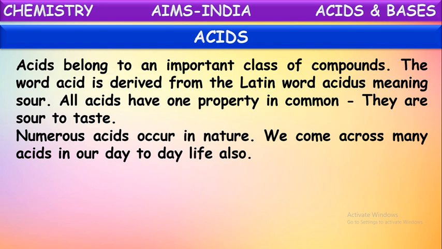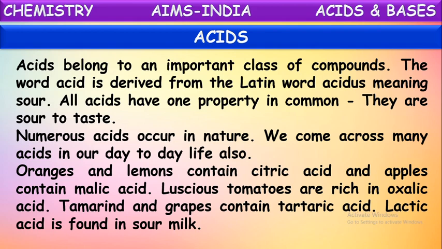Numerous acids occur in nature. We come across many acids in our day-to-day life also. With or without knowing, we use so many acids in our daily life, but we don't know they are acids. Many food items we take in our daily life contain some acids in them. Oranges and lemons contain citric acid, and apples contain malic acid. Tomatoes are rich in oxalic acid. Tamarind and grapes contain tartaric acid. Lactic acid is found in sour milk. See how many types of acids we are consuming daily without knowing, isn't it? All these food items contain acids in them.